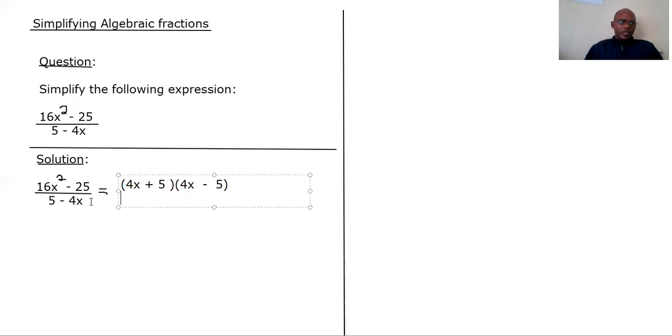You can see in our denominator, we have 5 minus 4x. So 5 minus 4x has a common factor of 1. Whenever we are dividing or multiplying by 1, the number doesn't change. So I'm just going to put brackets. That's how I factorize my denominator.